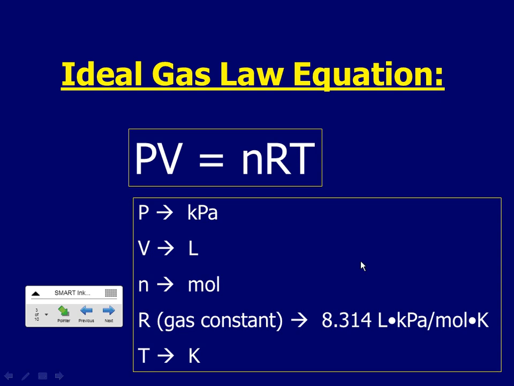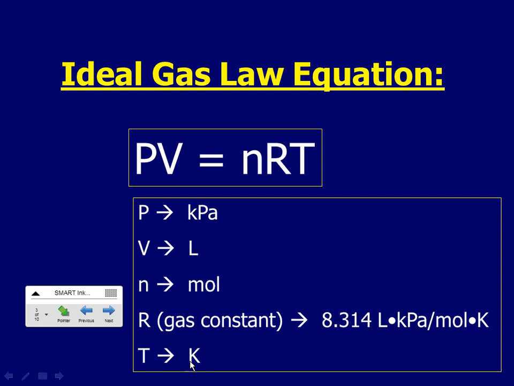One last thing before we move on. Take a look at this constant. It's given the letter R. I have no idea why it's given the letter R. But for this course, the gas constant is 8.314. You have that on your sheet, right? On that information sheet. So if you forget it, you can always go and get it. And you'll notice the units, liters times kilopascals over moles times Kelvin. These units are what make this number what it is.